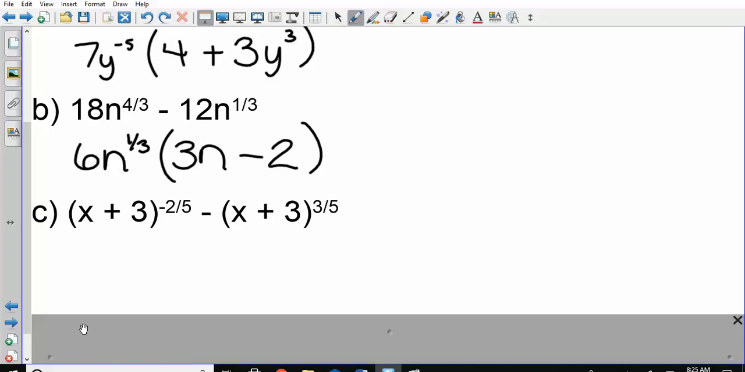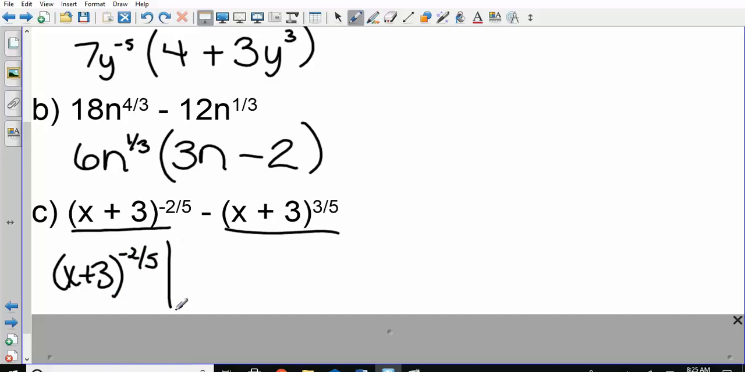Alright. So my directions are to factor this. What do they both have? X plus 3 to the negative 2/5. Two terms. They both have the x plus 3. Smallest exponent is negative 2/5. Okay. So if I take out the whole thing, what do we put? 1.